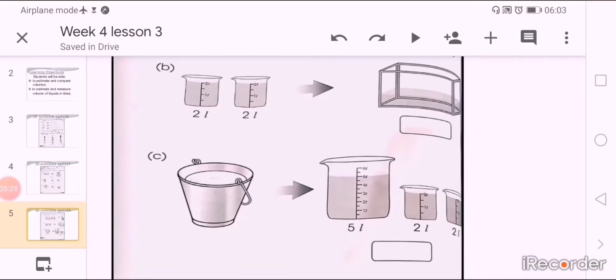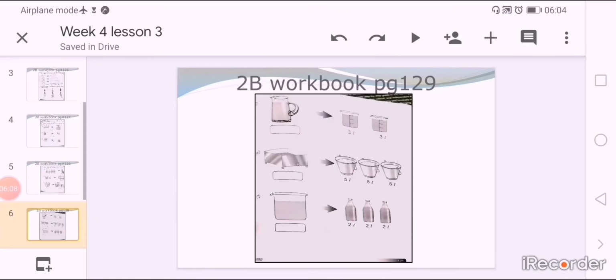C part. It's a bucket. And in front of the bucket there are 3 containers. The first one is a 6 liter beaker, and if you check the level of water in it, it is up to 5 liters. Now check the other 2 beakers. The level of water in both beakers is 2 liters. So add them, 5 plus 2 plus 2, the answer is 9 liters. The volume of water in this container or bucket is 9 liters. Write 9L here. We are moving towards our last page.